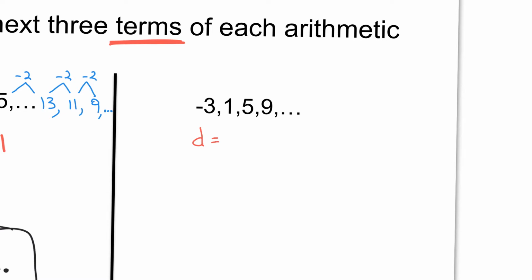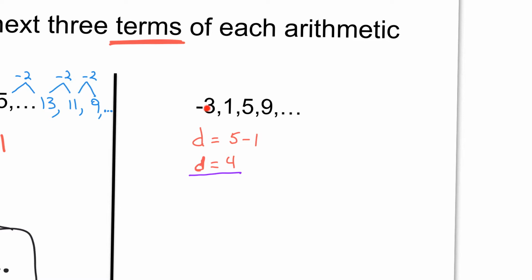So I am going to take the 5, which is the third term. So the 5 here, and I'm going to subtract the previous one. So 5 minus 1, oh, that's easy. It's 4. So what that means is, since it is positive 4, we are adding 4 every time. So my common difference, the pattern, you're adding 4.